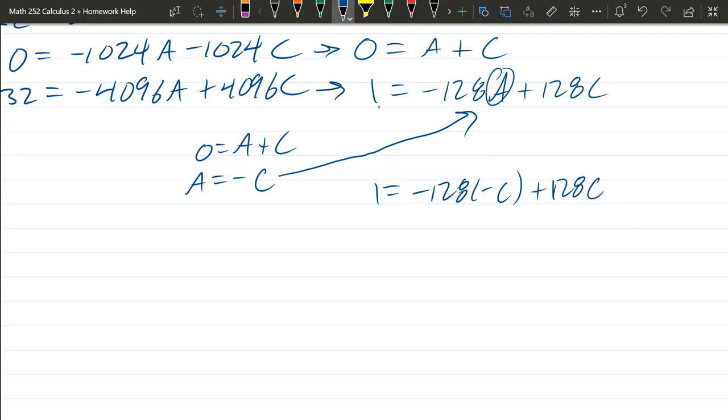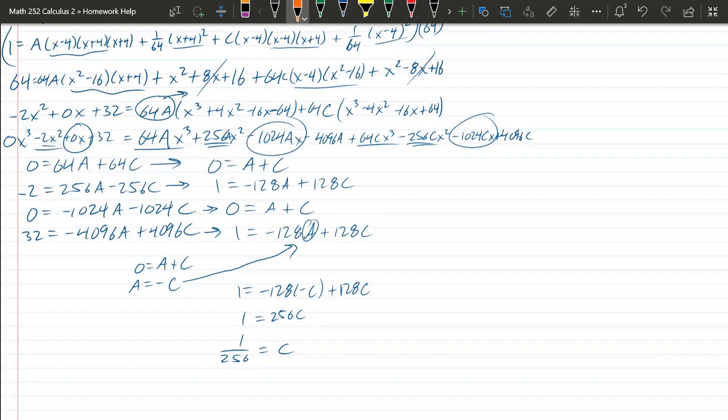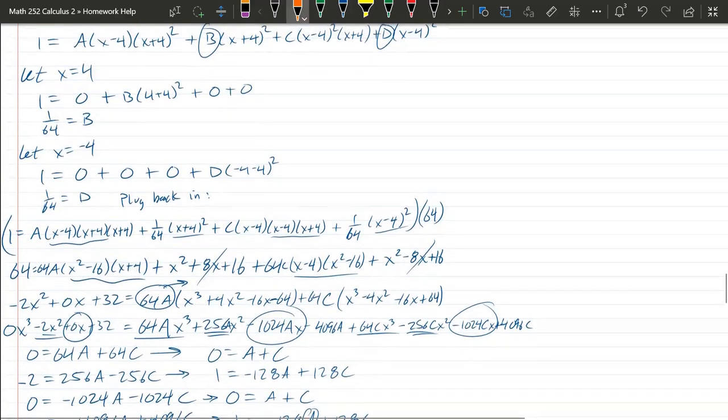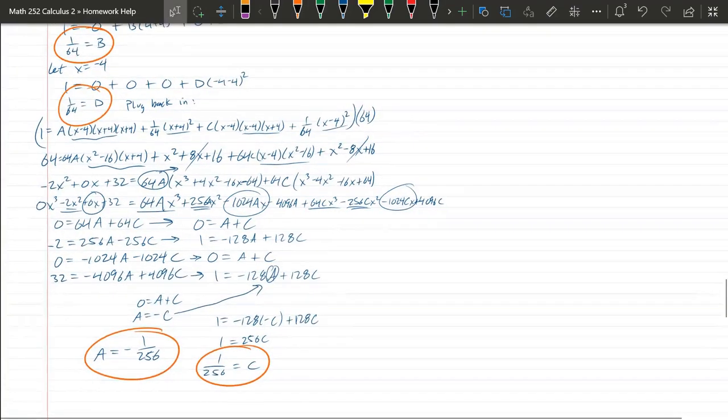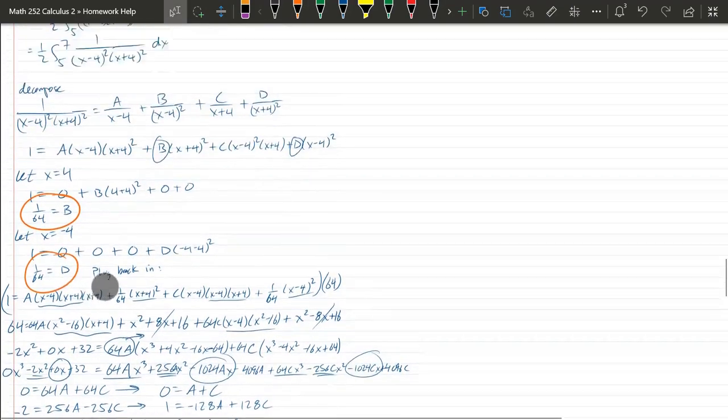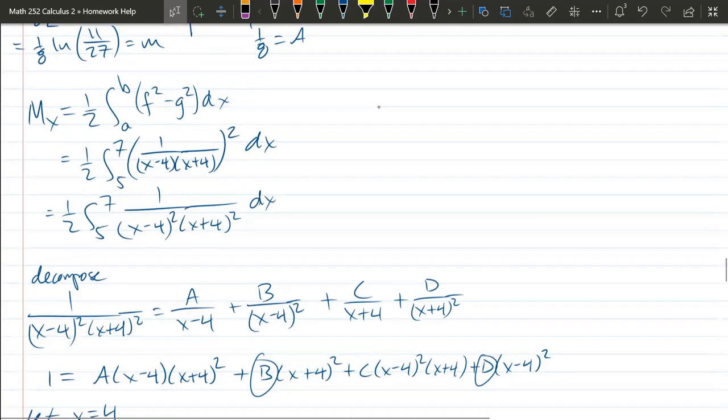All right, so 128 plus 128 is positive 256. C is 1 over 256. Wow. We do need to find a. A is negative c, so that means a is negative 1 over 256. There's A, there's C, there's D, there's B. So we have A, B, C, D. Okay. We can now plug into here and then integrate.